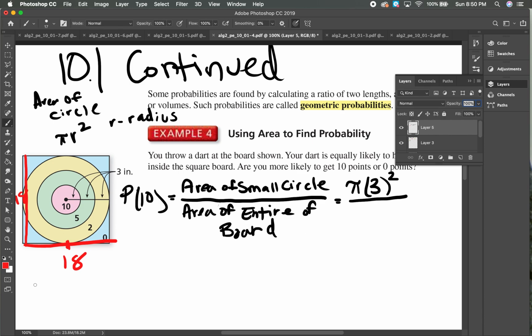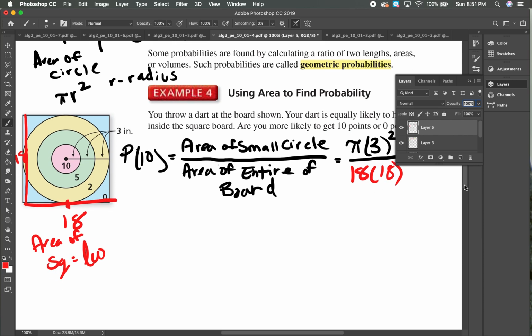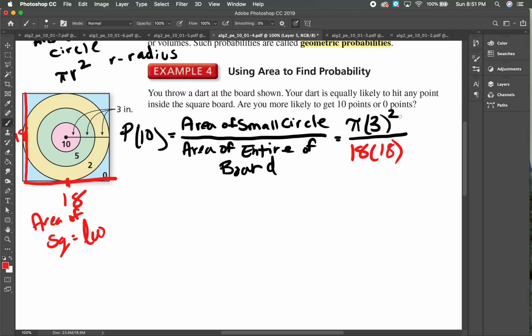To find the area of a square, we just take length times width, or base times height, whatever your heart desires. So this is just going to be 18 times 18. Let's plug in some of that information to simplify. This is still the probability of how likely we are to land in the 10-point area. 3 squared is 9, so I get 9 times pi. 18 times 18, I plug that in my calculator and I get 324.